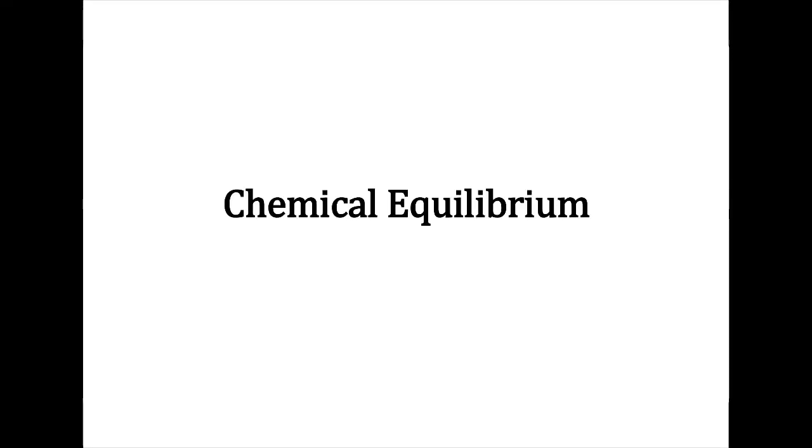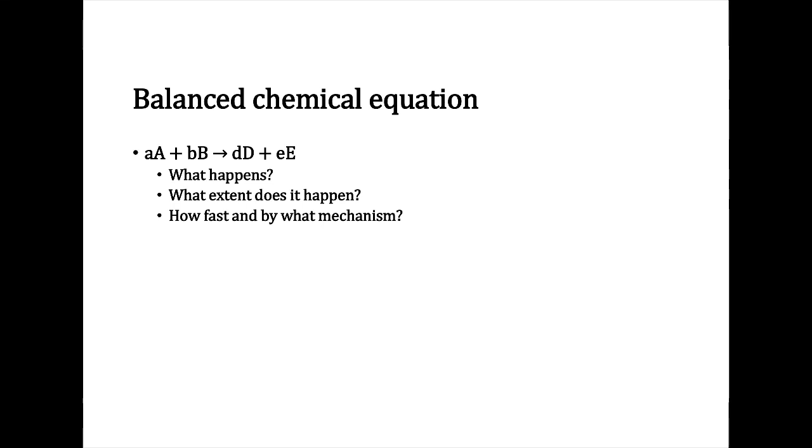Alright, let's go ahead and get started on our unit on chemical equilibrium. So far we've asked the question, what happens, and how fast and by what mechanism does this reaction occur? We are able to answer both of these using stoichiometry and then kinetics. So now what we want to do is ask the question, to what extent does this reaction happen?